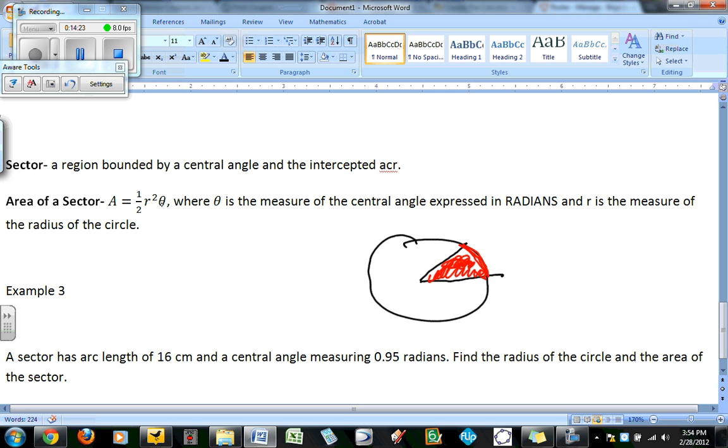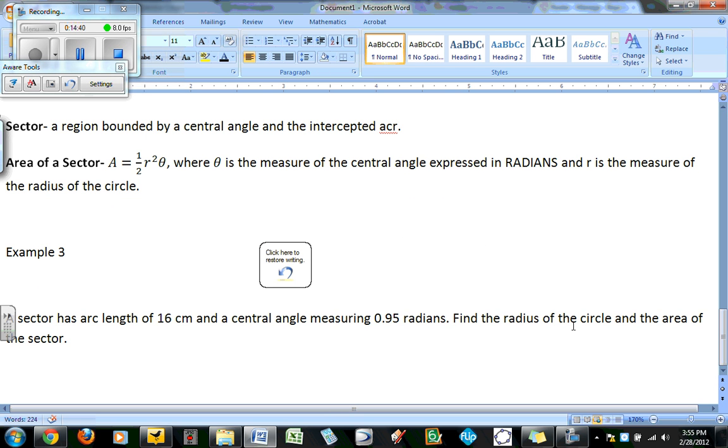All right, to find the area of a sector, the area equals 1/2 r squared theta, where theta is the measure of the central angle expressed in radians, and r is the measure of the radius of the circle. All right, so we're going to do one example where we find the area of a sector. It says a sector has an arc length of 16 centimeters and a central angle measuring 0.95 radians. Find the radius of the circle and the area of the sector.